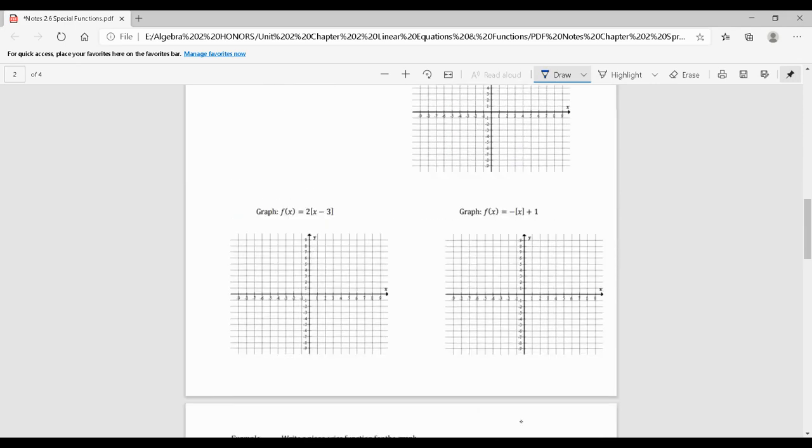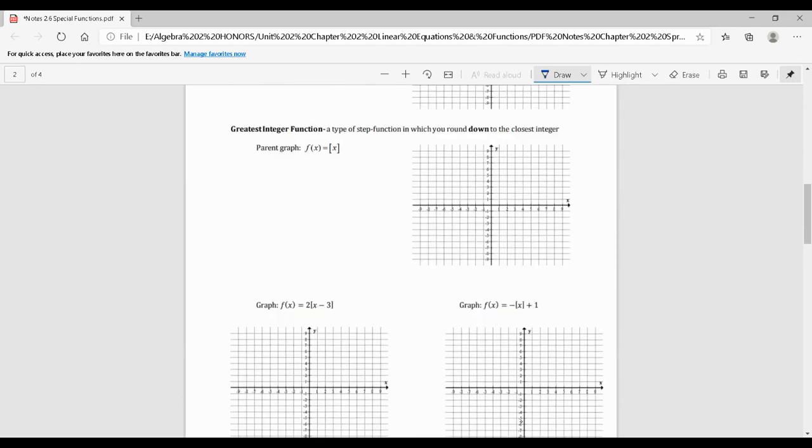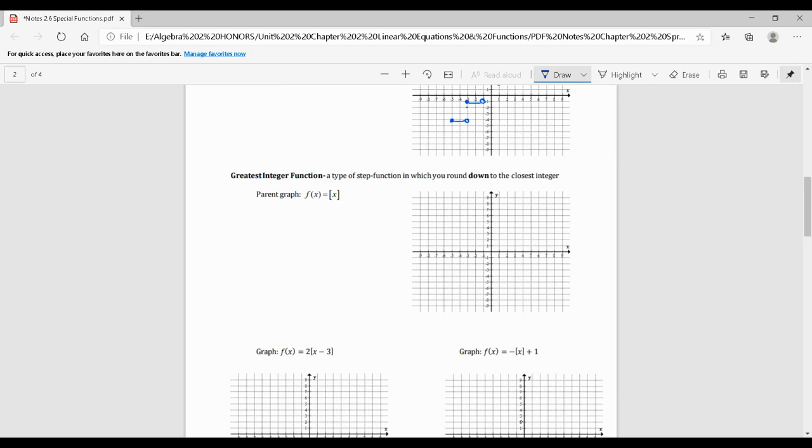Okay, now we have our greatest integer function, which is our last type of special function we're going to discuss. A greatest integer function is also a step function, but we need to learn a little bit more about it. So this is a new symbol, brackets. When you see something with brackets, it's indicating greatest integer function. And what a greatest integer function does is round down. Normally our rounding rules are that once we hit 0.5, we round up. These will always be to round down.